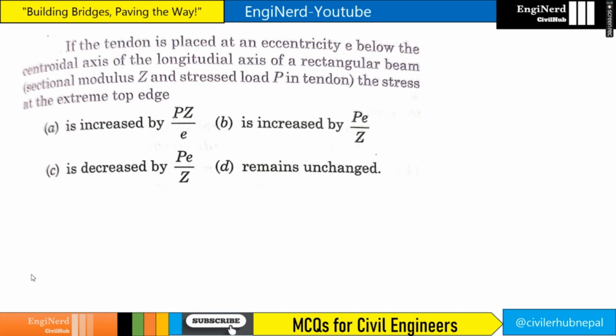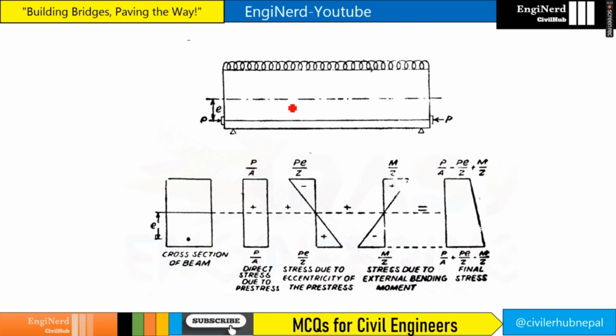Next question, if the tendon is placed below the centroidal axis, if this is the centroidal axis of the beam, then tendons are placed where? Here, right? At eccentricity of E. So this is talking about this. And the stress at the extreme top edges. So what will be the stress in the extreme top edges? Let's see. So this is the eccentricity E and the tendons are placed here, right?